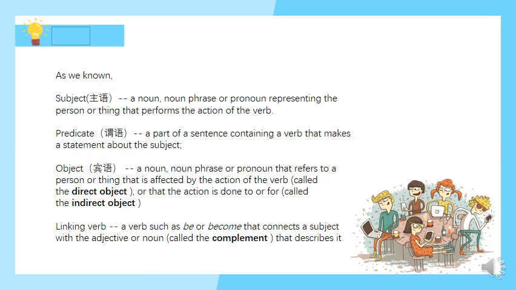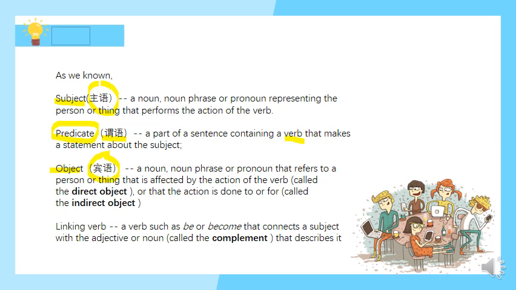As we know, in an English sentence, there are subjects. In Chinese, we call it 主语. It means the person or thing that performs the action of the verb. And predicate, in Chinese 谓语, is a verb. The third one is object, and in Chinese it is 宾语.